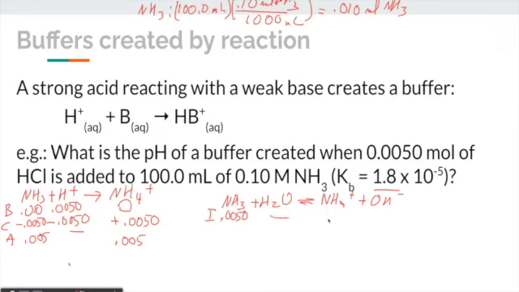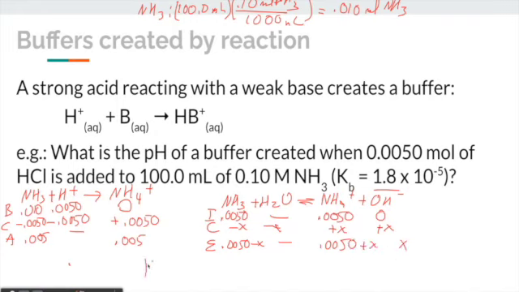Water we don't care about. NH4 plus is 0.0050, and OH minus nothing. Then the change is all 1-to-1. So we're losing X moles of reactants, gaining X moles of product. At equilibrium, this is going to be 0.0050 minus X. Don't care about water. This will be 0.0050 plus X, and this will just be X.